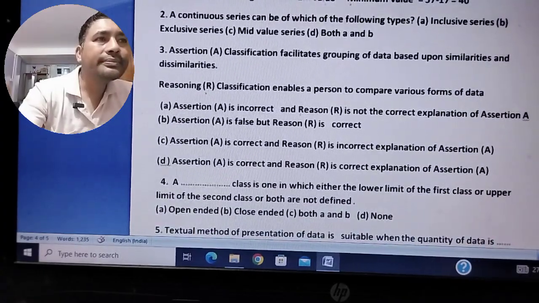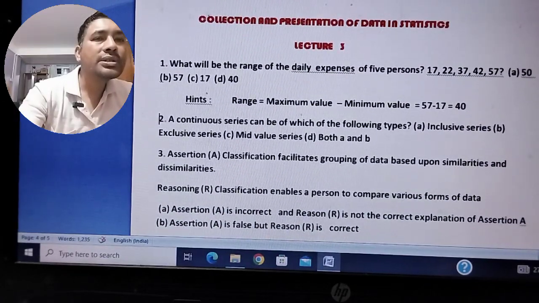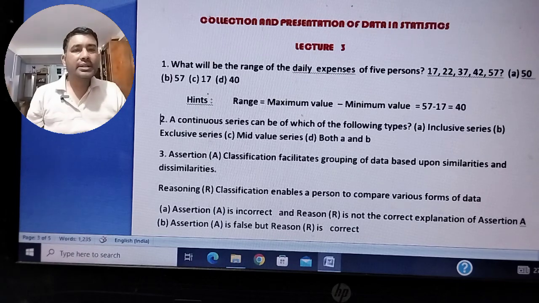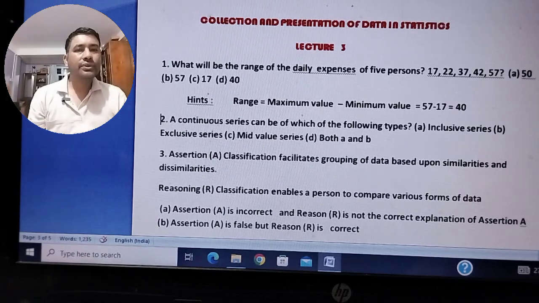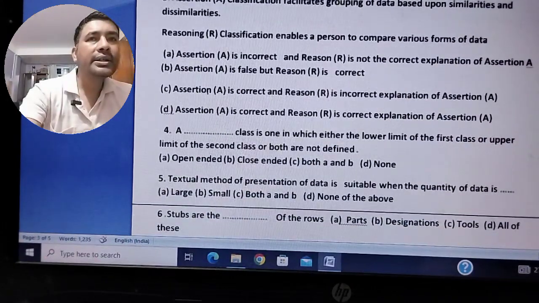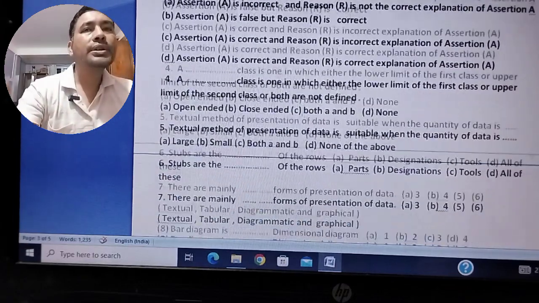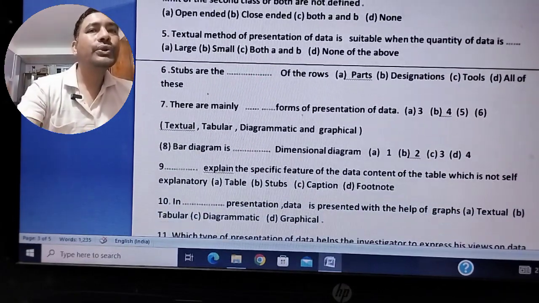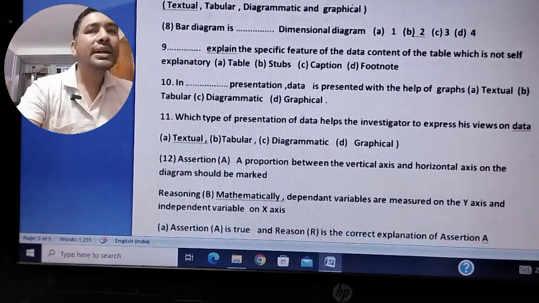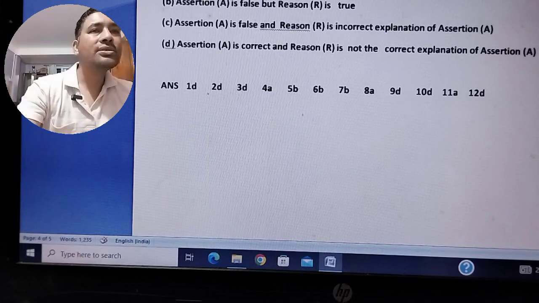So I will again give you the time to take a screenshot. So this is the first part. You can take the screenshot. I'm waiting for a few seconds, 1, 2. Then you can take a screenshot of this up to 4. Then from 4 you can take up to 10, and from 10 you can take a screenshot up to 12, and lastly you can take the screenshot of the answer.